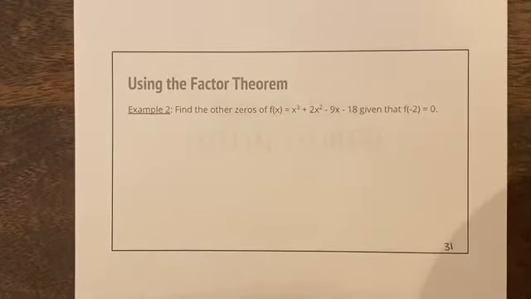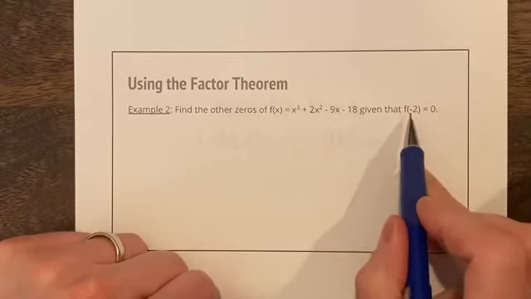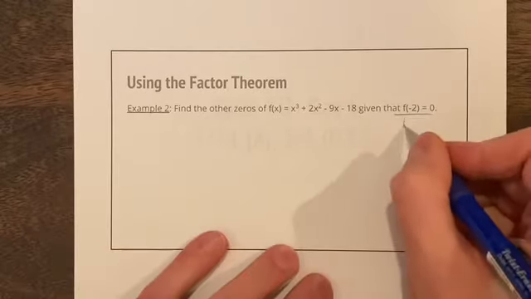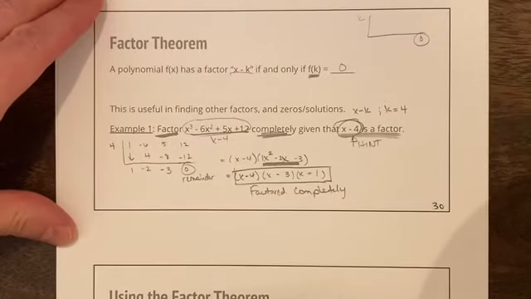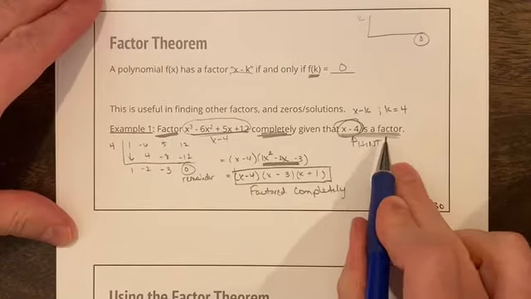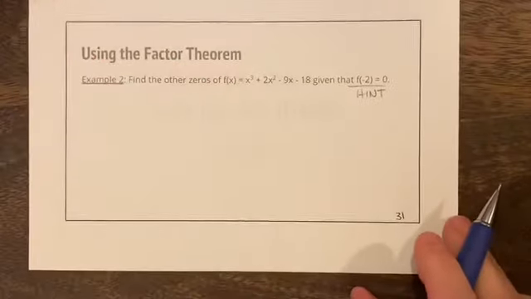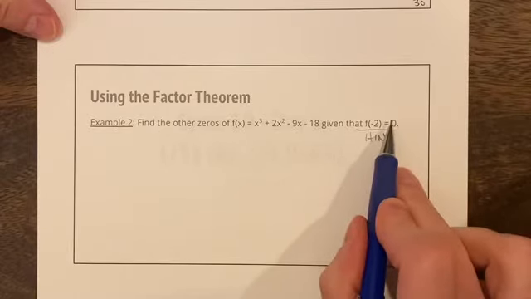Now we're going to use the factor theorem to find other zeros. So this is a different skill, but we're going to use the same kind of process. So it says find the other zeros of f of x, given that f of -2 is equal to 0. Well, this is your new hint, right? Not the same hint as the previous one, right? The previous hint gave you a factor. We don't know the factor quite yet because we were just told that f of -2 is going to be 0. This is an important key piece of information, right?